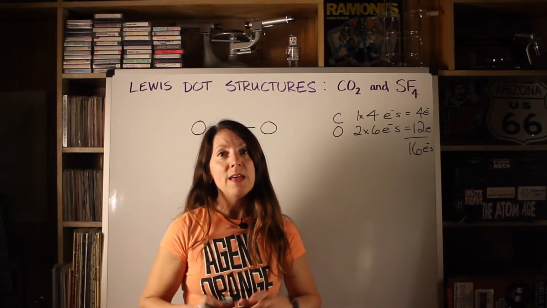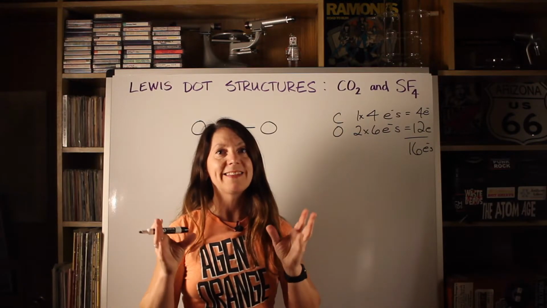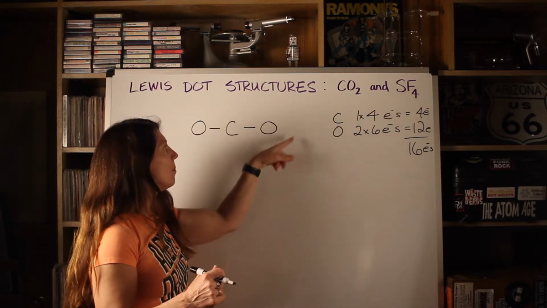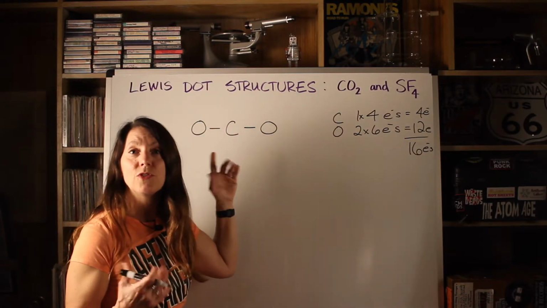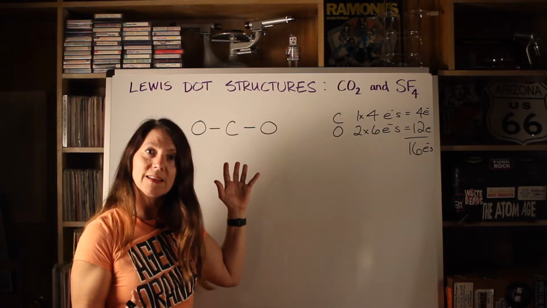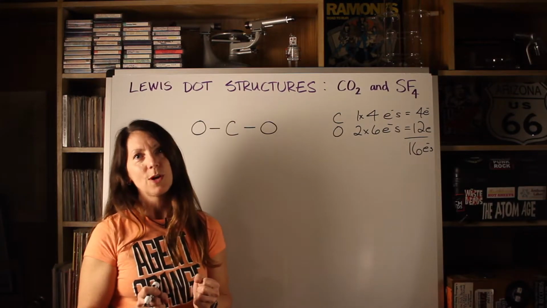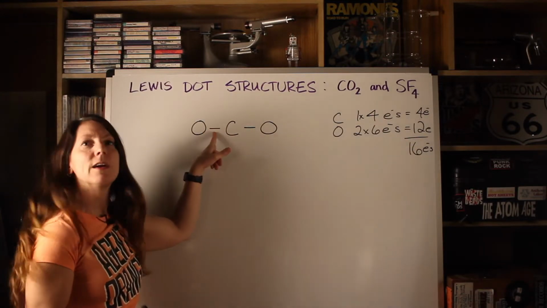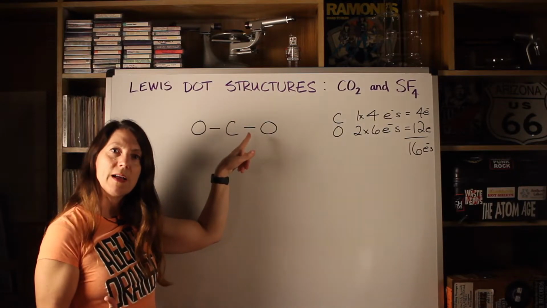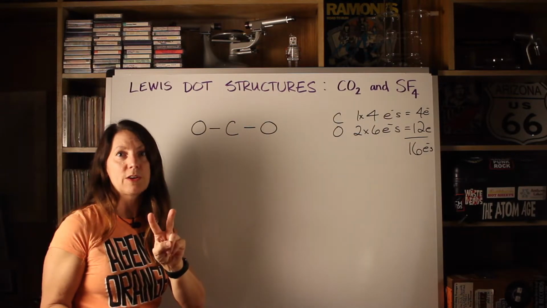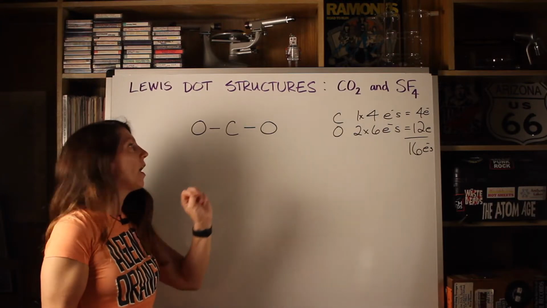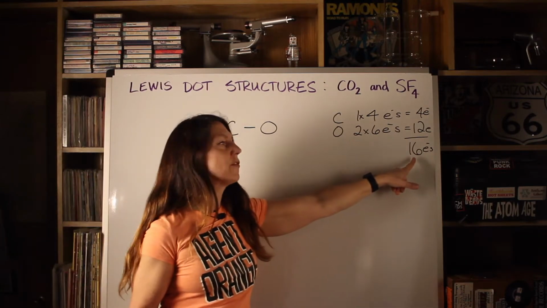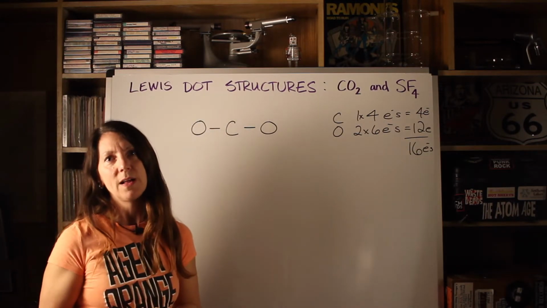This molecule can have no more or no less than 16. Often it's tempting to just start putting electrons around, just trying to make sure everyone has their octet. But no, we only get 16 to work with. This is a starting point. Each one of these lines is a single bond, and each single bond is 2 electrons. So we have already used up 4 electrons of those 16 just by creating those bonds.